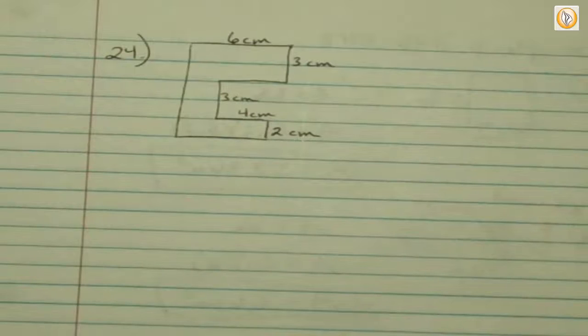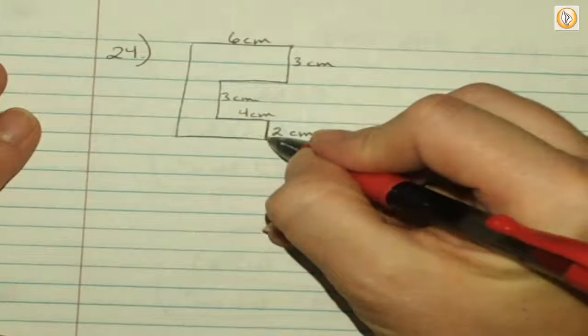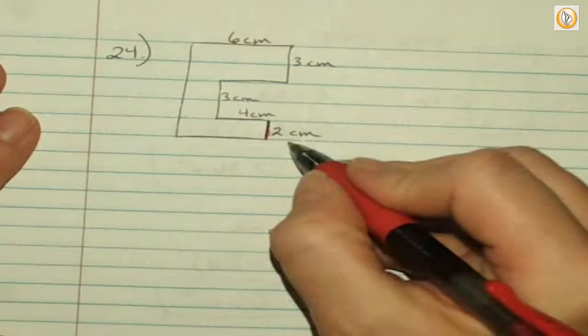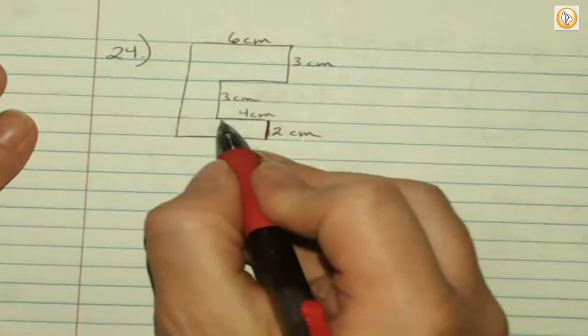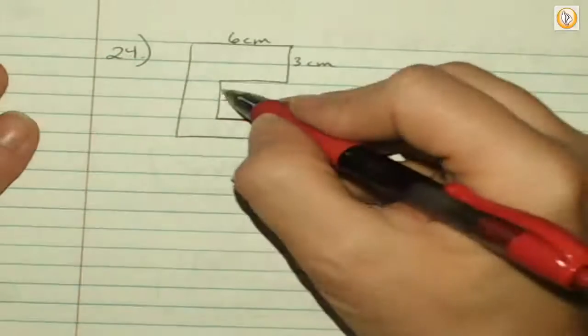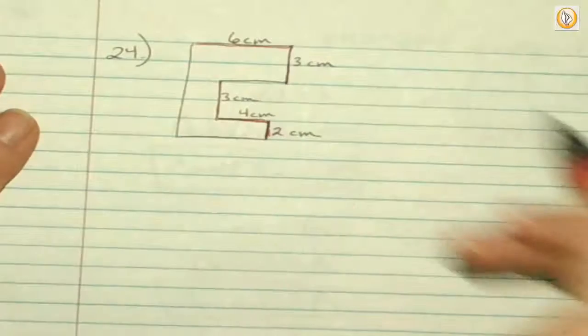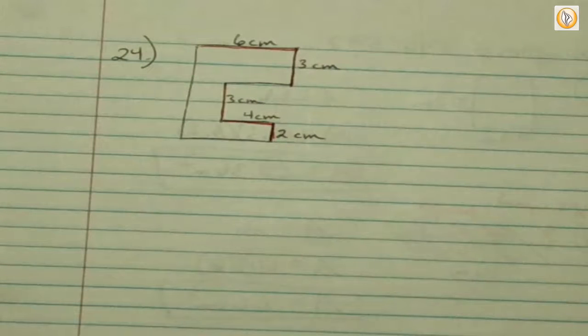Okay. Now, in this case, we have to find the area of this whole thing. We have the measurement for this side right here, which is 2. Y'all better pay attention. We have the measurement for this right here, which is 4. This right here, that's 3. This is 3. And this is 6. So we've got to figure out how we can do the area of that whole thing.